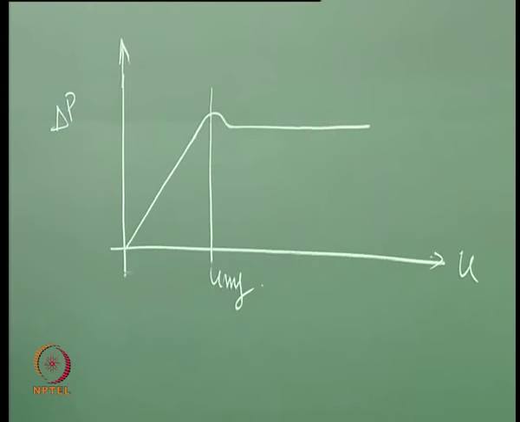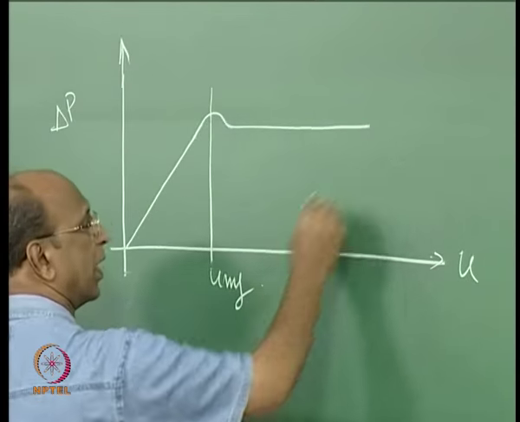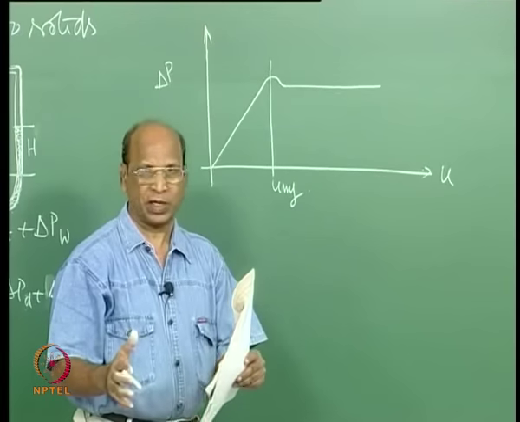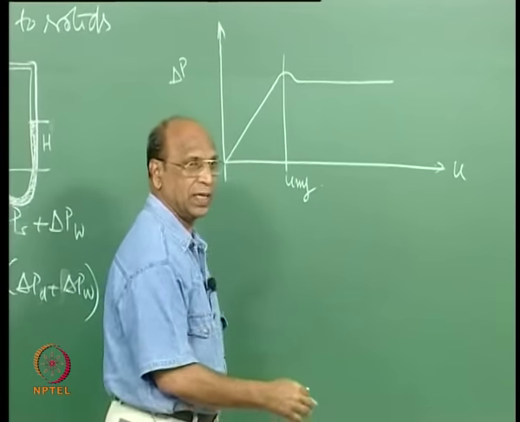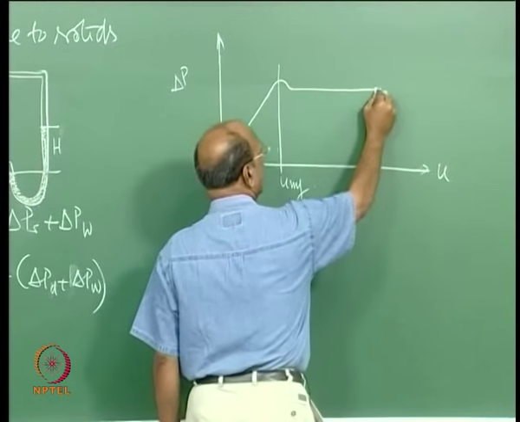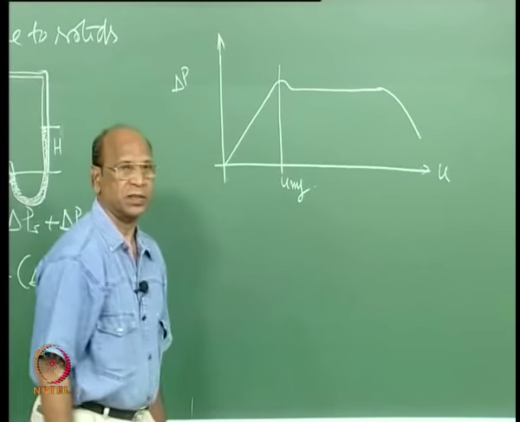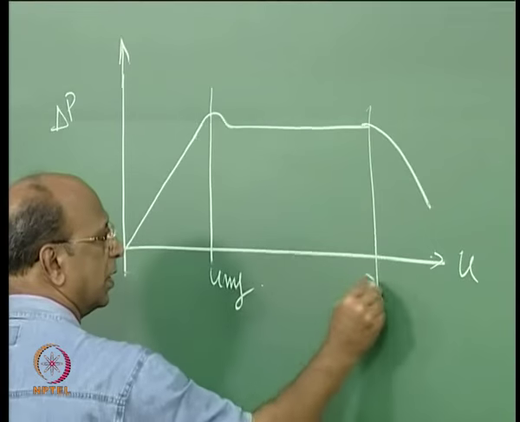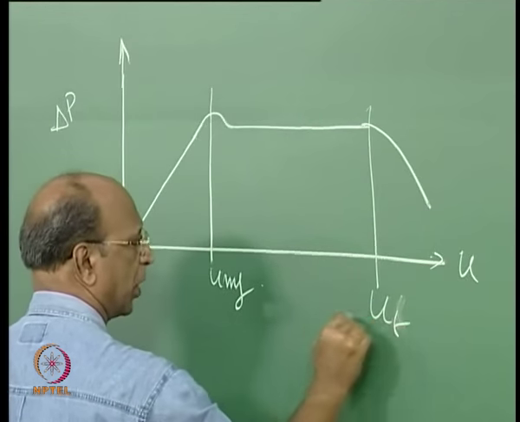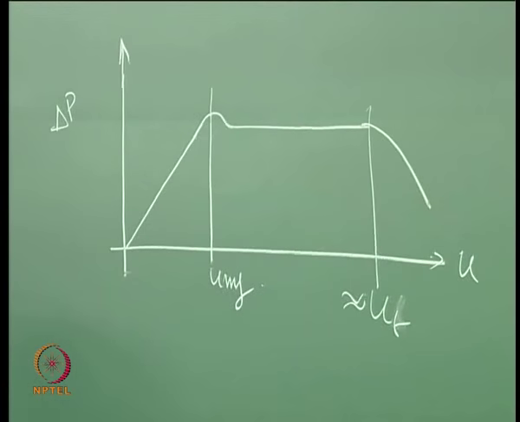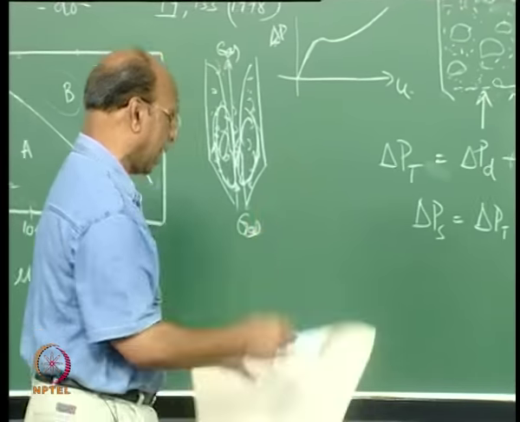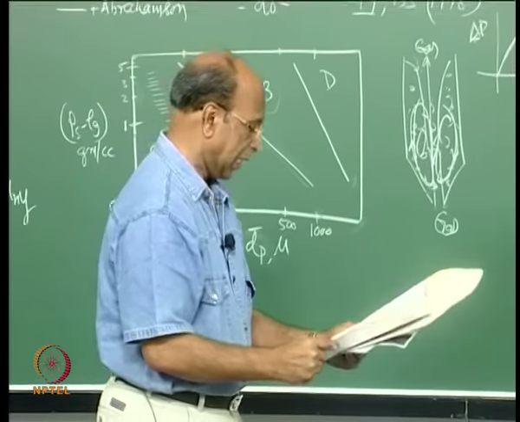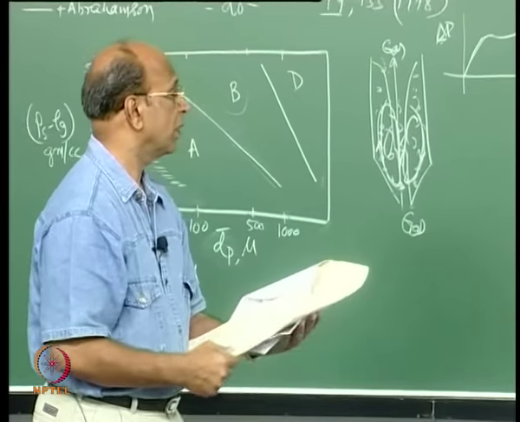If you go much beyond this where terminal velocities come, it is pressure drop only we are plotting, then what will happen? Solids will go out. Okay. Yeah. Then you will get something like this. So, actually this is maybe approximately u t. Because solids will go out of the system, that means total pressure drop is less, right? Yeah. So, this will happen. I think I will stop here. I have to develop an expression for this.